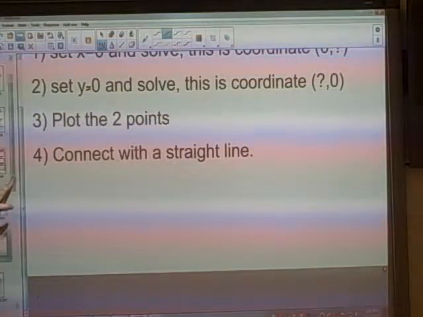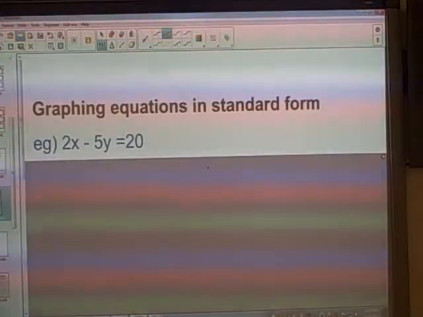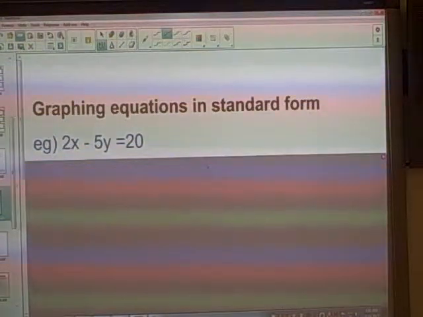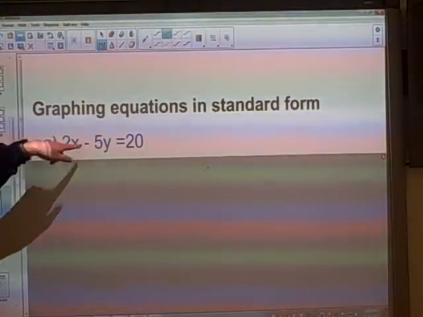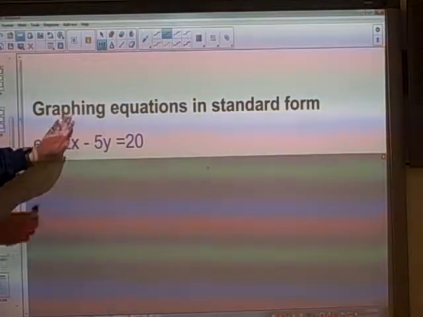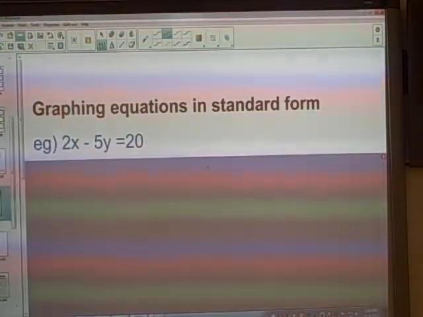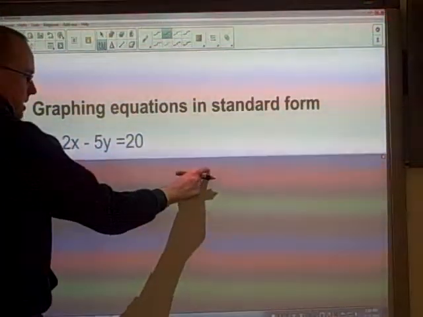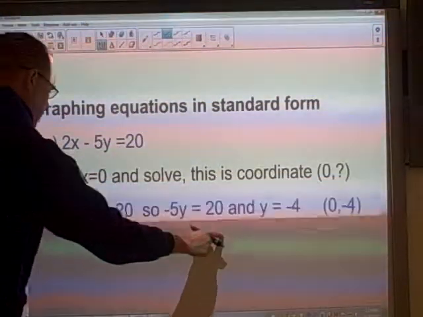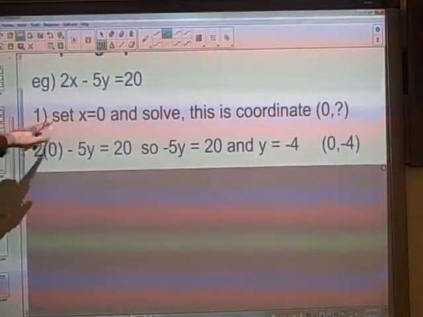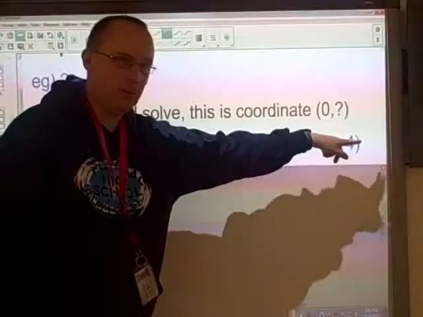I guess my example must be on the next slide. So for example, if I gave you 2x minus 5y equals 20, if I set x equal to 0, first of all, 2 times 0 is 0, so this just disappears. What I get left with is negative 5y equals 20. So divide both sides by negative 5, and you'd end up with y equals negative 4. So that tells me my coordinate is (0, -4).